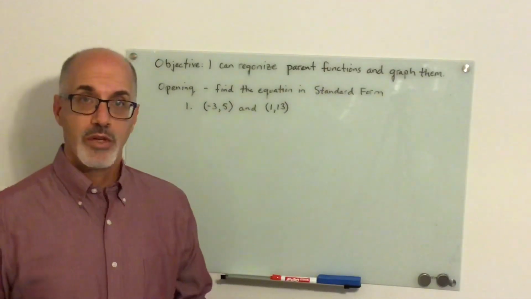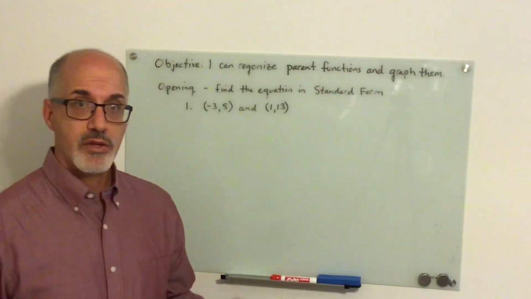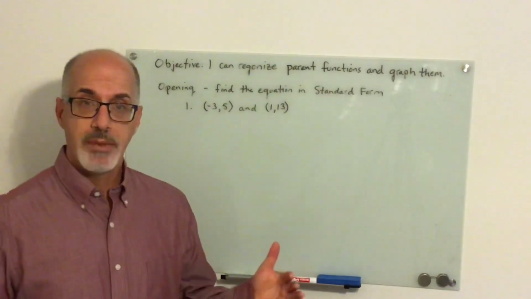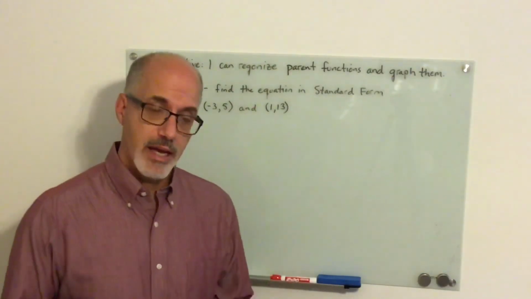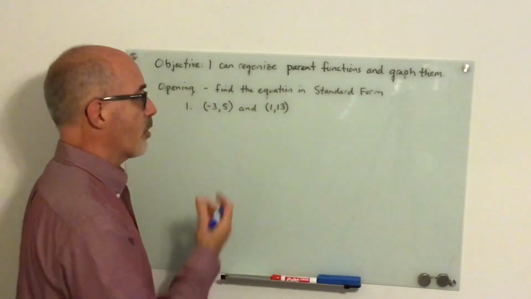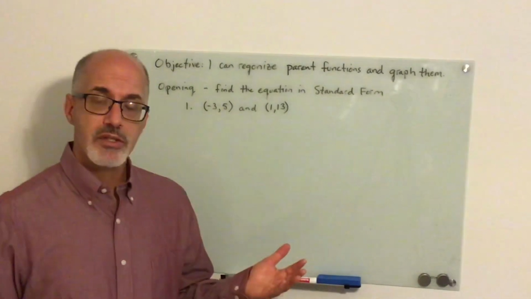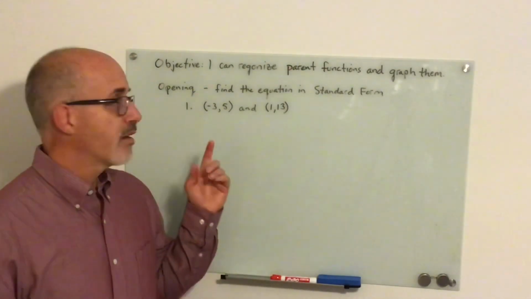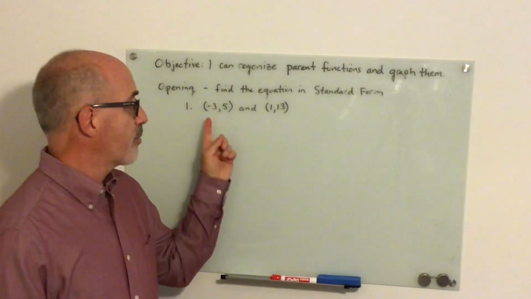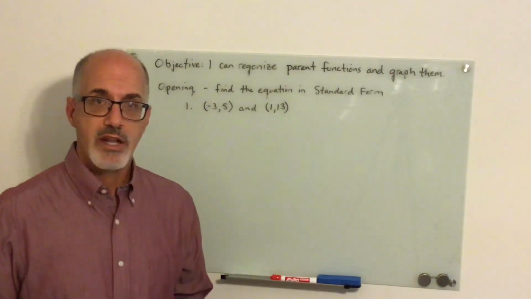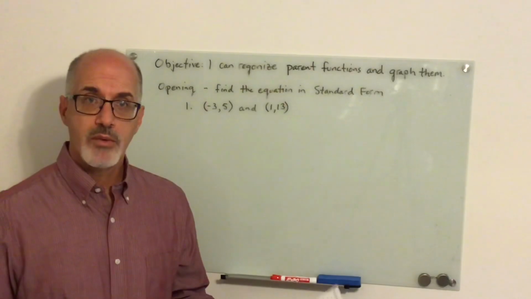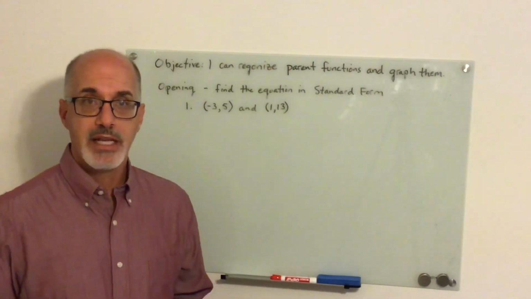For this lesson, we're going to look at parent functions and how to translate their graphs up and down and side to side. So first of all, there's an opening problem. Let's review about just linear equations. If you could find the equation of this, the line that goes through these 2 points in standard form. So pause the video, try the problem, and then come back and take a look at the solution.